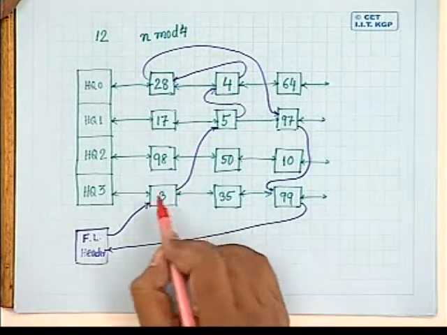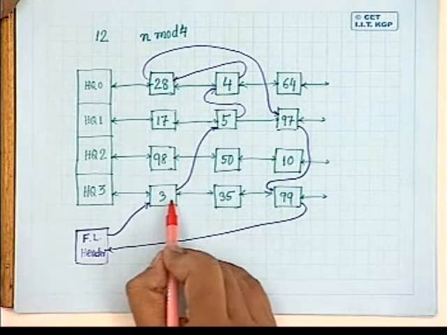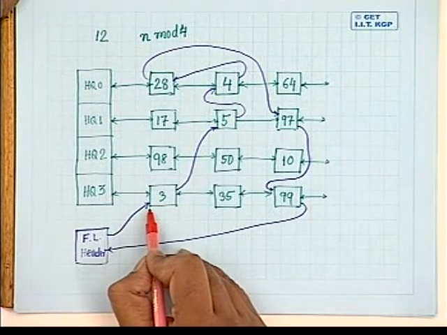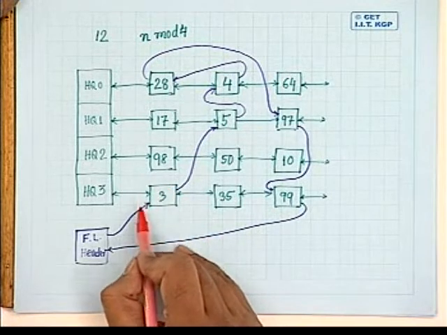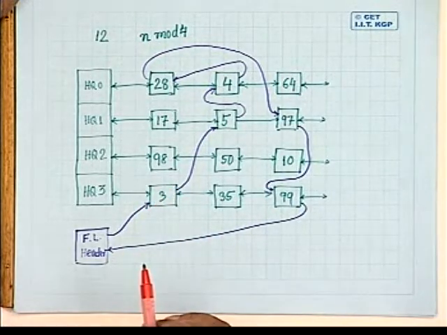Okay, but if a process puts a request for, say, block number 3, then block number 3 is present in hash queue 3, and it is also present on the free list. So the process can immediately get this block number 3 and use this buffer.